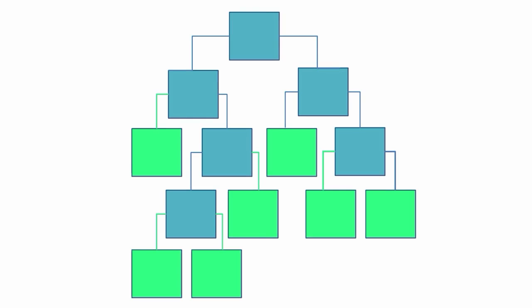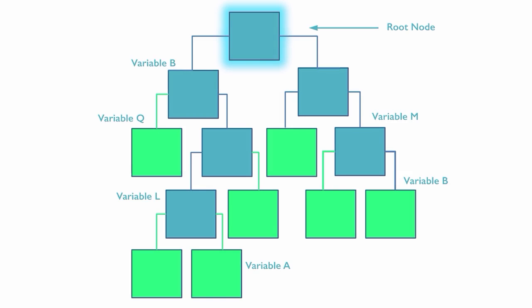Decision trees are read from the top down, starting at the root node. Each internal node, in blue, represents a split based on the values of one of the explanatory variables. Importantly, an explanatory variable can appear in more than one split throughout the tree, as variable B does here.